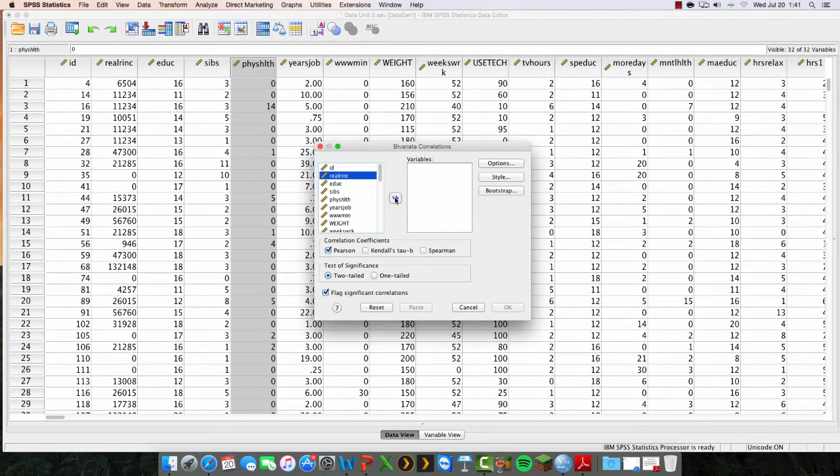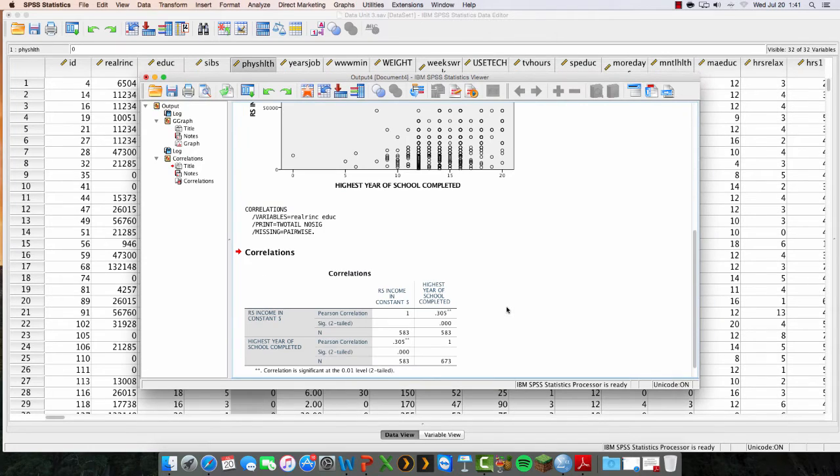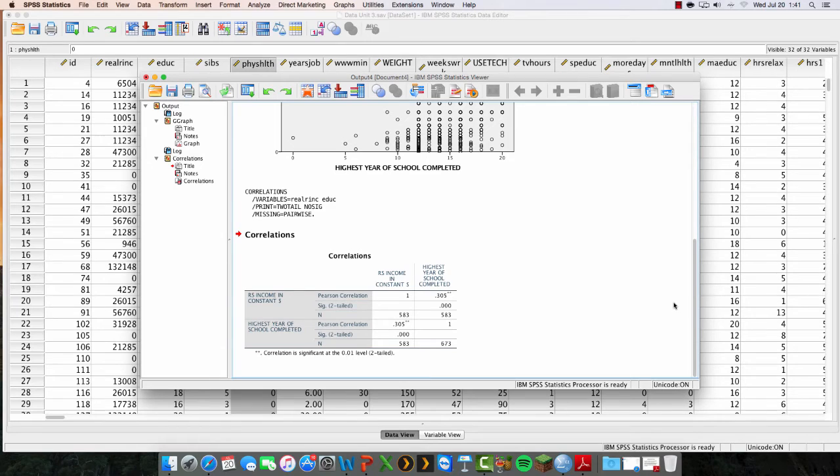So here we want to look at real income and education. Want to make sure we have Pearson's correlation checked off. It's the default one, and it's a two-tailed test, so make sure you do that. You want it to flag significant correlations. It means it'll give you little asterisks next to the ones that are meaningful, which is handy if you're trying to spot them out. So once you've got those in the box, go ahead and hit OK, and let's look at the results. Yeah, there we go. Now, what are we interested in looking at here?